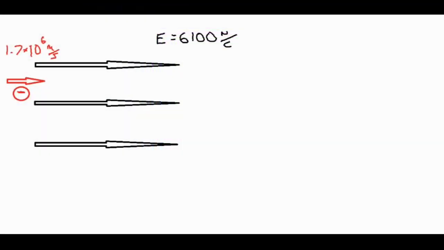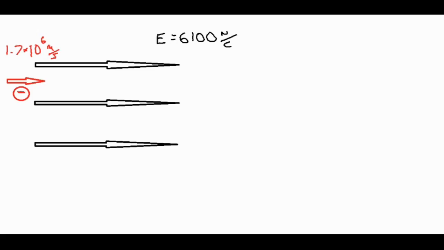In this video, we're going to be taking a look at a charged particle that enters an electric field, and then we're going to see how far it can travel before it comes to rest. Now, we have an electric field going from left to right, and we have an electron that is moving to the right with an initial velocity of 1.7 times 10 to the 6th meters per second.